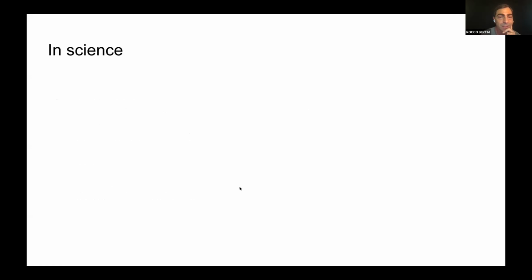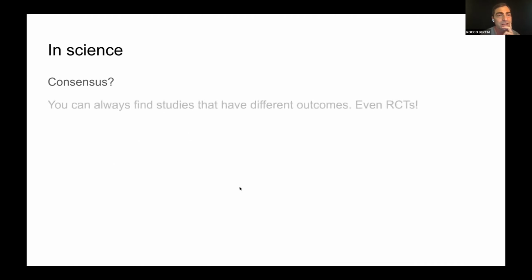So I was thinking, maybe you could come up with something like, oh, but okay, that's fine. But if you look into science, science is so much better than just data, right? But even science, right? There are many areas where it's not clear whether there is a consensus or not. You hear one expert, you hear another expert, and they say different things. You can almost always find studies that have different outcomes, even with the gold standard that is randomized controlled trials.